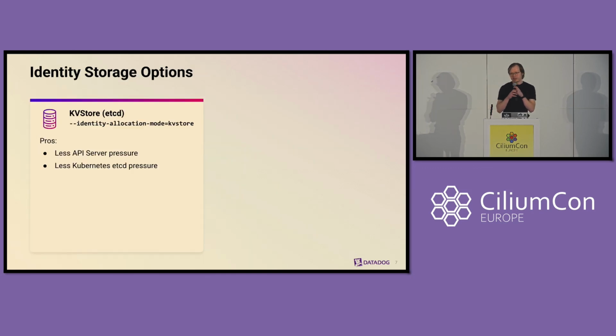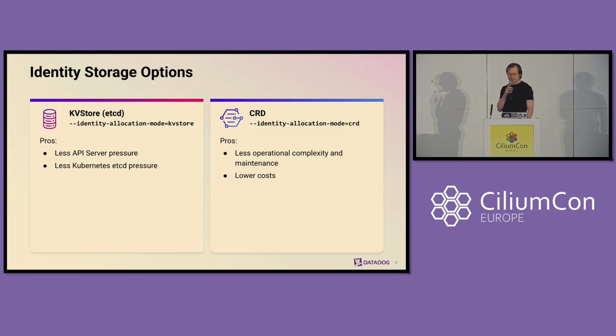But how are these identities stored? Because every agent needs to be able to retrieve these identities in order to make policy decisions. There are two storage options. Historically, there was only one, the key value storage for identities, most commonly etcd. Then the second option was added, which was to store identities as Kubernetes custom resources, so CRDs.